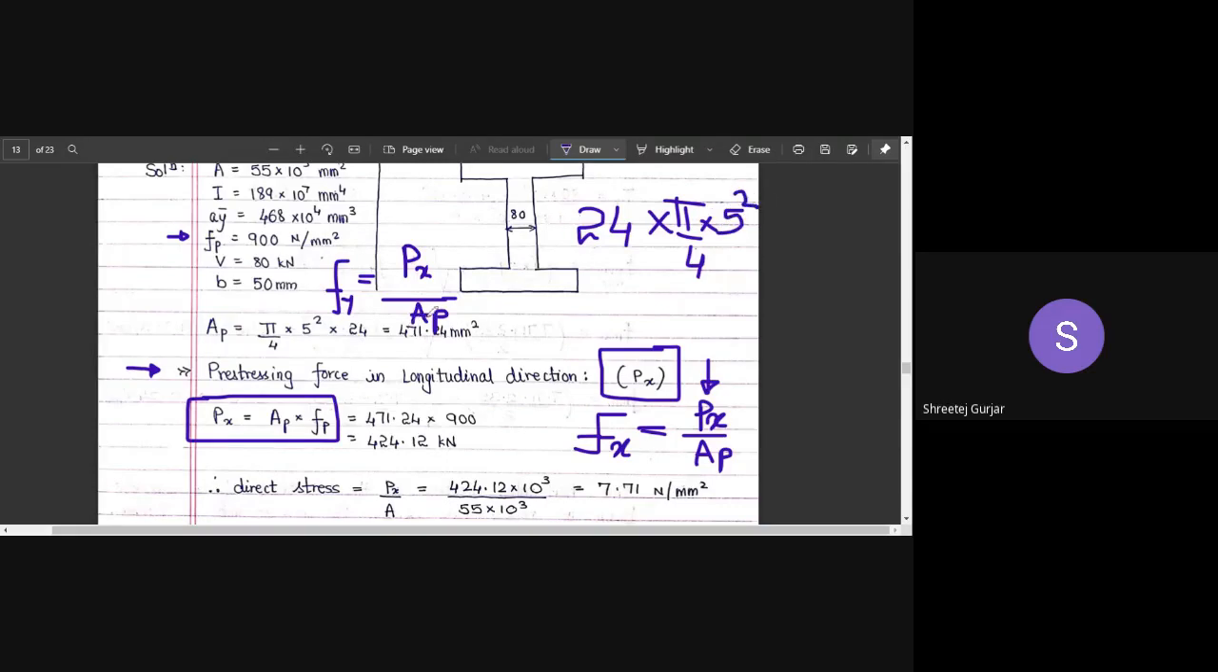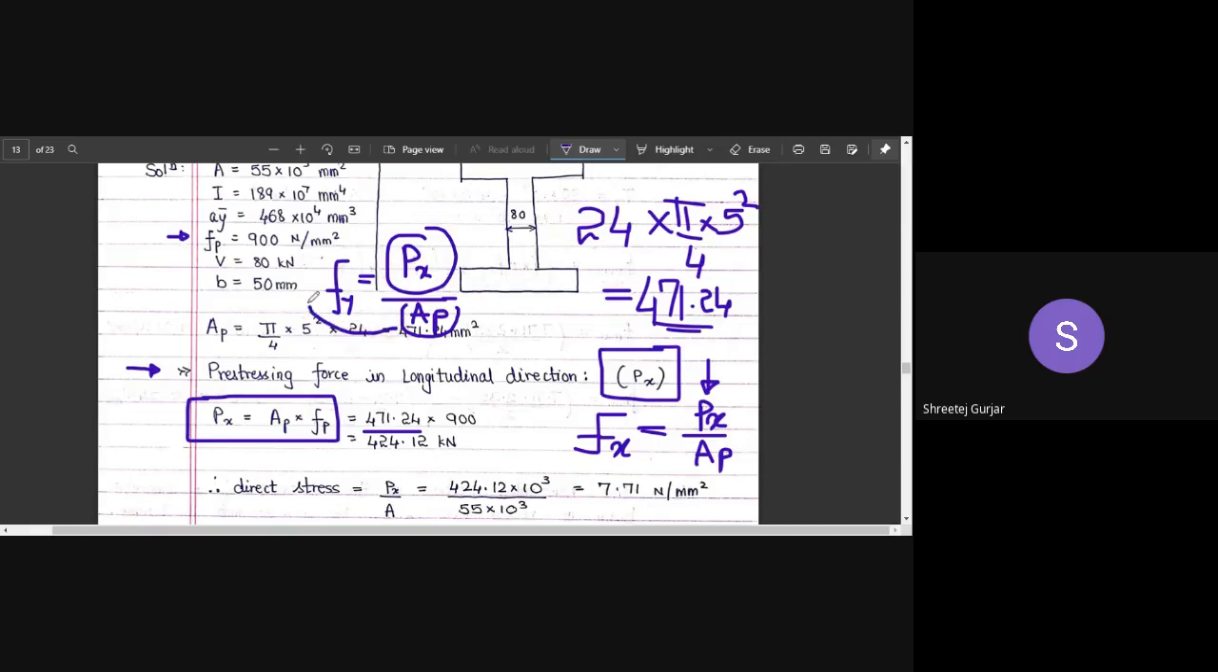So we will get the total area AP by this particular formula. Area, is it given? No, it is not given. We have calculated, it has come as 471.24. Okay, so this is calculated and substituted here into FP, because we need Px.